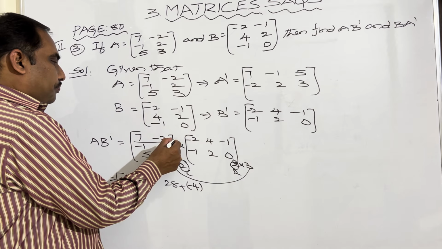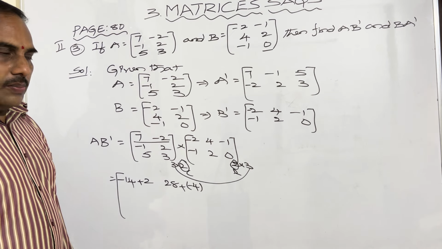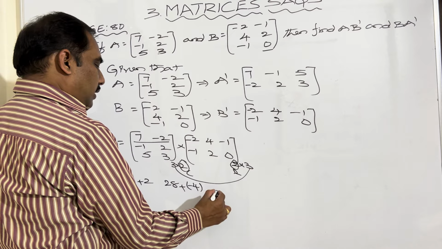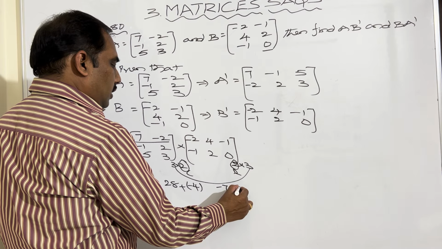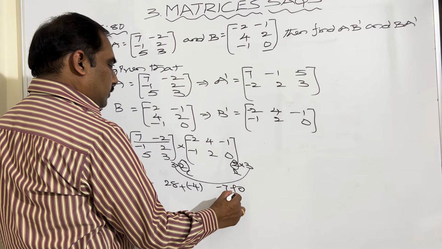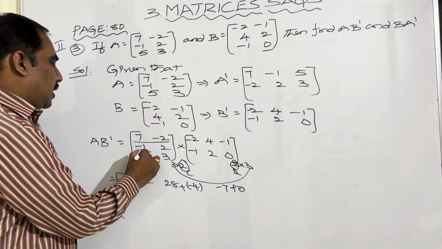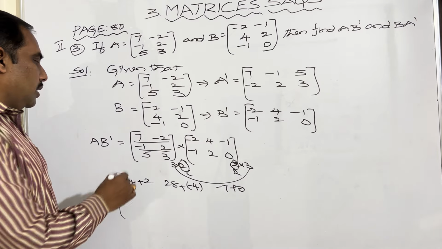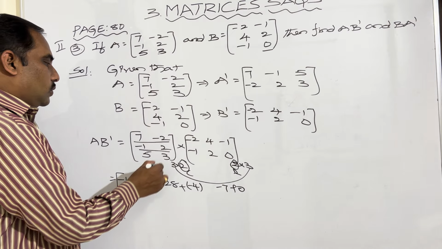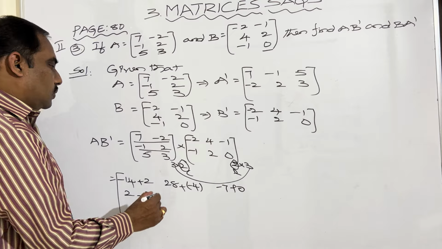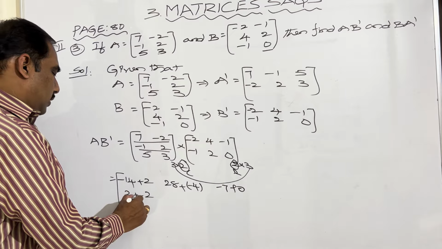Same, first row third column multiplying here. So 7 into minus 1, that is minus 7, and plus minus 2 into 0, that is plus 0. Here, second row first column multiplying, minus 1 into minus 2, that is 2, and plus 2 into minus 1, that is minus 2. So here, plus minus 2 actually.